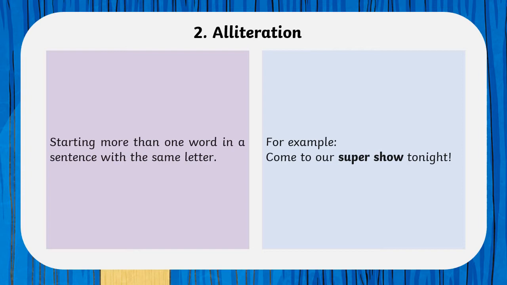Why do you think alliteration helps persuade the audience? Because it gives a catchy tone to your command. Come to our super show tonight. Come buy our chunky chicken. Okay, come buy our Krispy Kreme donuts. So alliteration adds catchiness to what you are commanding your audience to do.